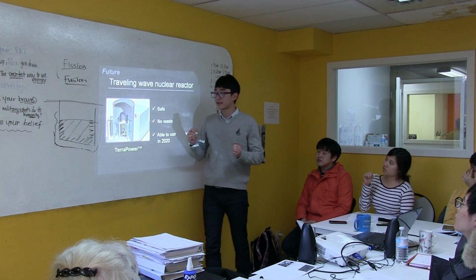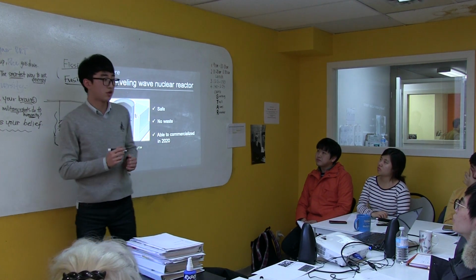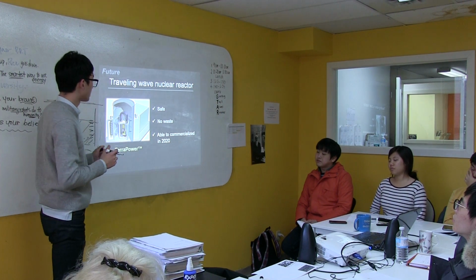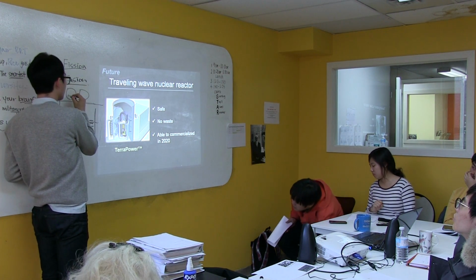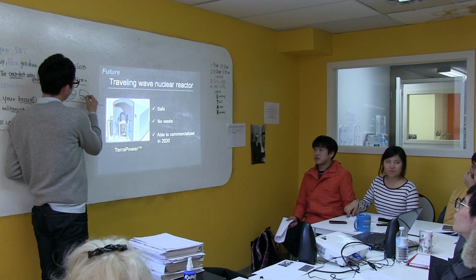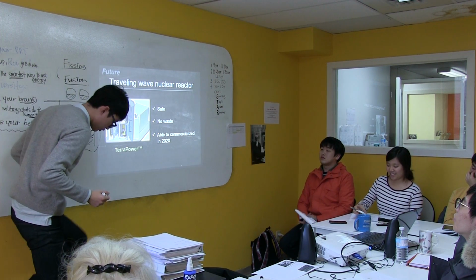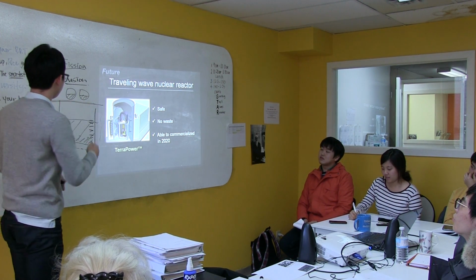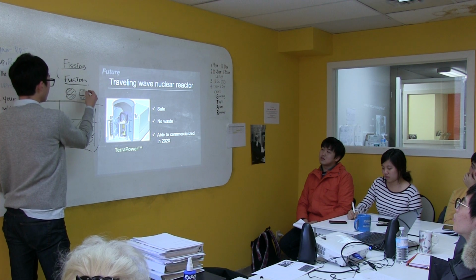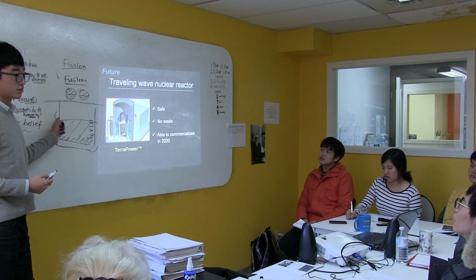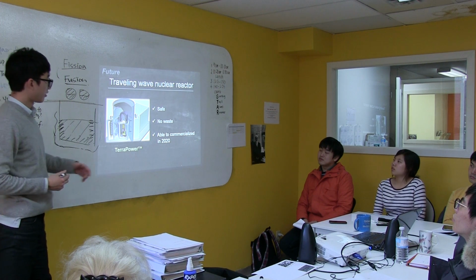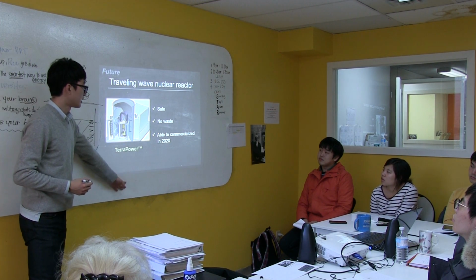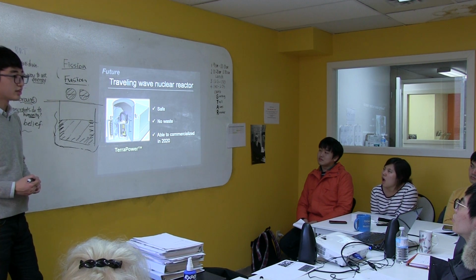I said that uranium and plutonium are the sources of nuclear reaction, and usually we can only use a small amount of the sources, but they said they can use the whole source in the nuclear reaction, and it can be commercialized in 2020.